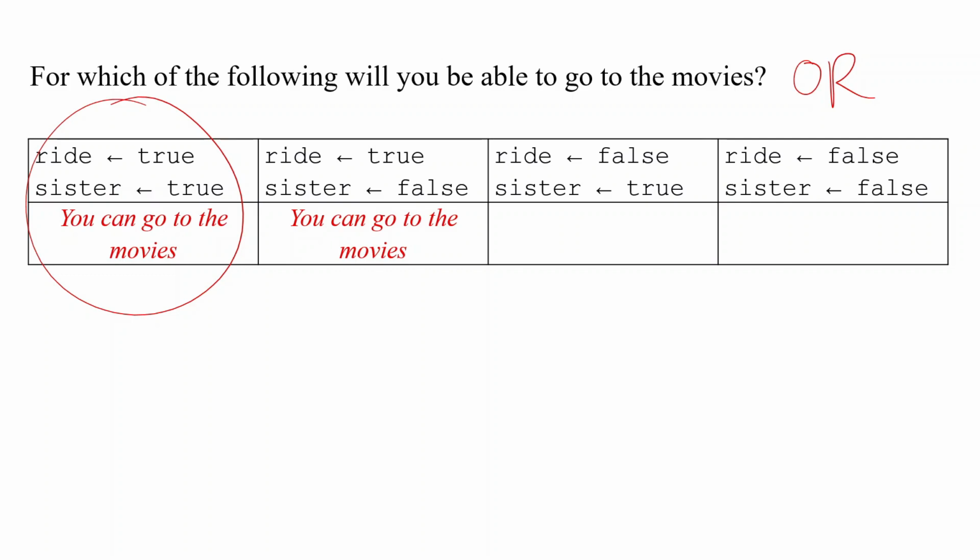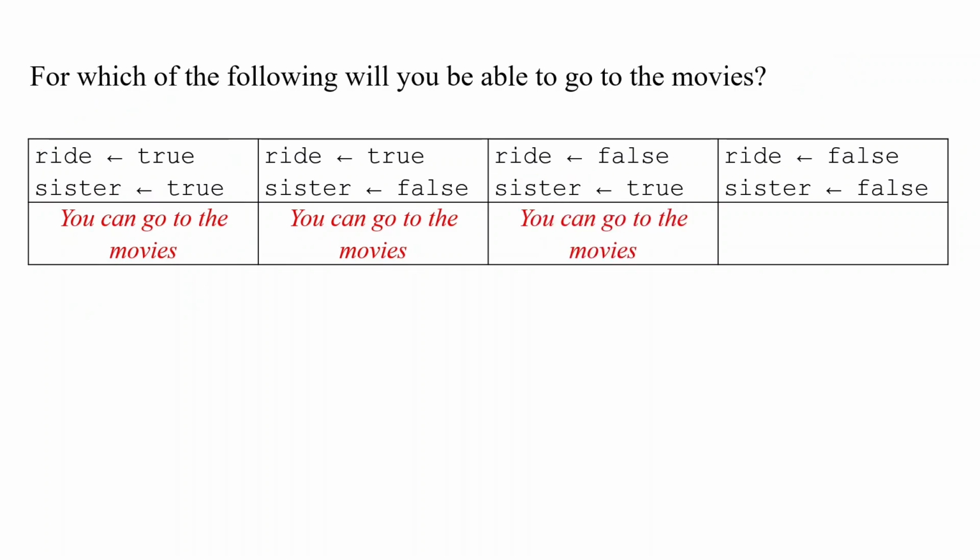So in this next situation, if I don't have a ride, but I'll take my sister. I'll be nice. I'll take her. I just don't have a ride. Your mom said or. So you will be able to go to the movies under that situation. But if you say, Mom, I don't have a ride and I'm definitely not taking my sister, both of those are false. Will your mom let you go? No. She will not let you go to the movies in that situation.